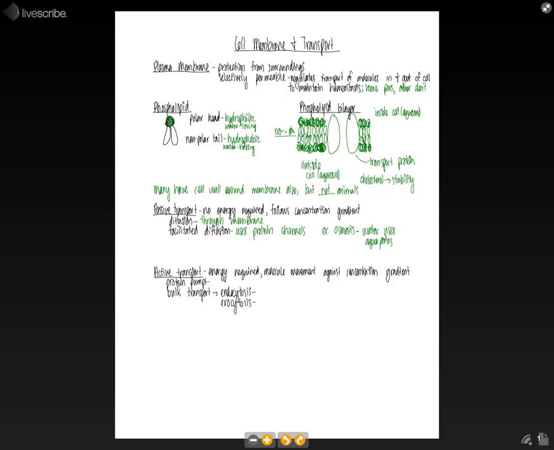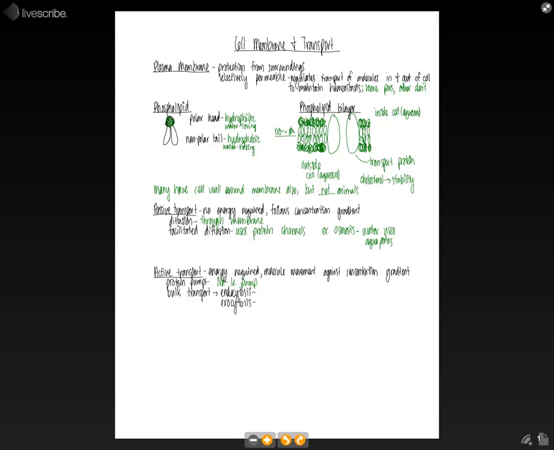And then active transport does require energy because the molecules are moving against the concentration gradient. So one example would be a protein pump, and one of the most common ones that we know of in our body is the sodium-potassium pump. And that's just used to restore appropriate levels of sodium and potassium inside and outside the cell for action potentials and things like that.